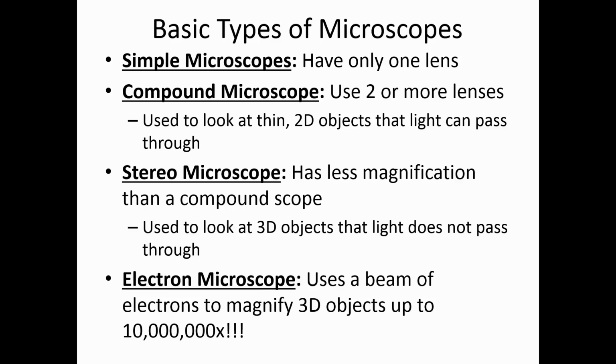The fourth and final type of microscope that we're going to talk about are electron microscopes. Okay, electron microscopes use a beam of electrons to magnify 3D objects up to 10 million times. So that's kind of confusing, but it actually shoots a beam of electrons at objects, and then when those electrons bounce off of it, it is able to collect an image. So that's obviously a very powerful one. That's not one that we have at school because they're very expensive.